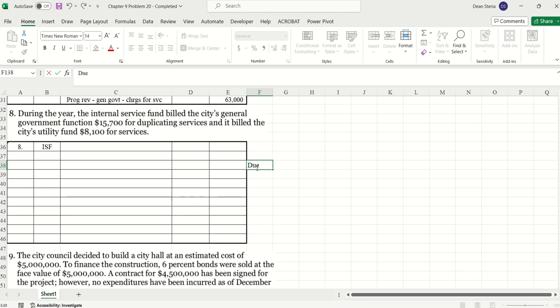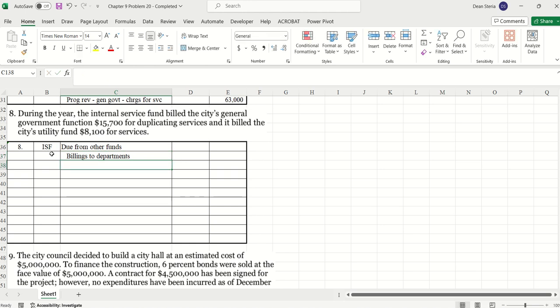So it's going to be due from other funds. And think about that too. Is it going to them or from them? Well, I'm billing them, so it's going to come from them to me. So they owe me. And then the second part of that is going to be the billings to departments.